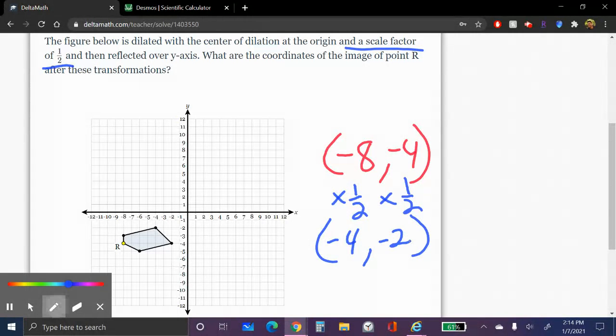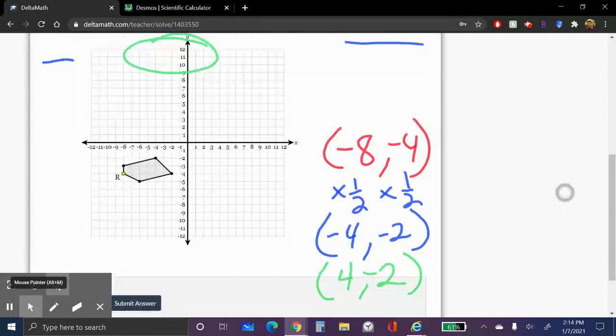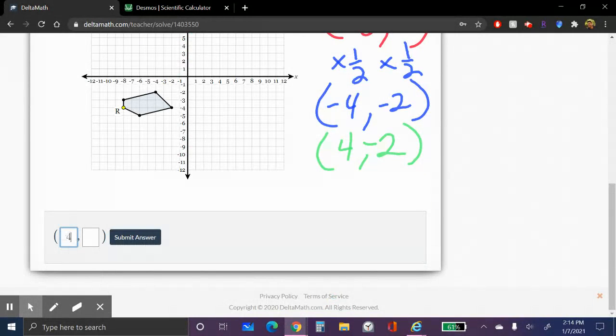And then we reflect it over the x-axis. That means you change the y value, or sorry, reflect over the y-axis. That means you change the sign of the x value to +4 and keep the -2. All right, so this one just changes the sign of this one. So we have (4, -2).